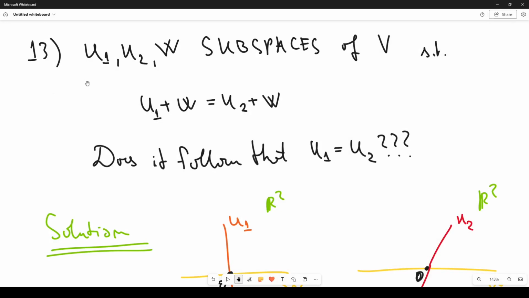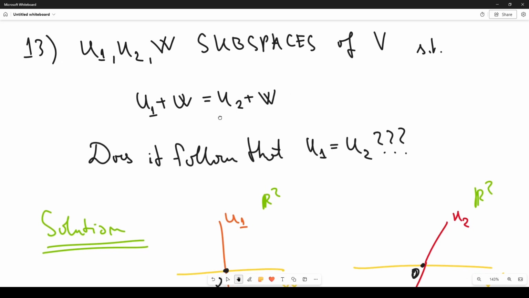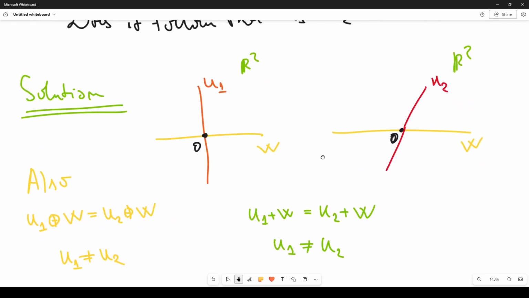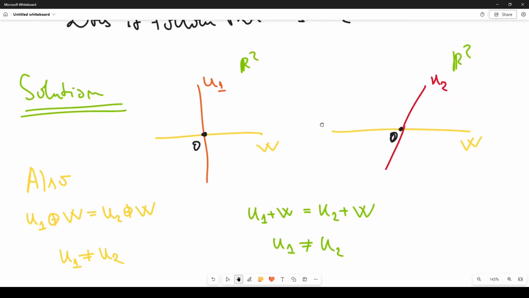Problem number 13. So we have some subspaces U1, U2, and W. These are subspaces of V, and this holds: U1 plus W is equal to U2 plus W. And now we're asked, does it follow that U1 is equal to U2? So if this holds, does it follow that U1 is equal to U2? Well, it turns out that it doesn't hold, so we just provide a counterexample.